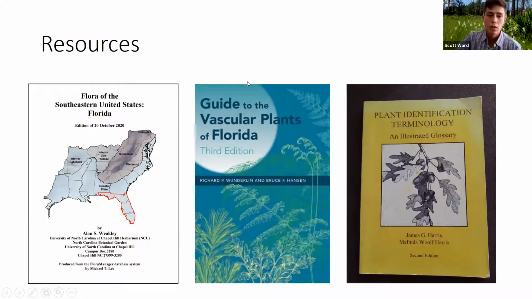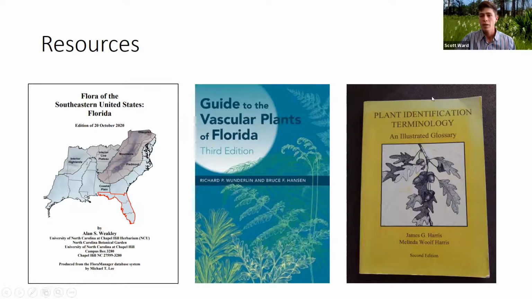Another classic resource, Wunderlin and Hansen's third edition. The second edition and first are pretty good too, but the third has more updated taxonomy. Generally there are some taxonomic differences between these two resources, but that's what's great, you can use both and compare and contrast and see which species are recognized by some authors and which aren't.